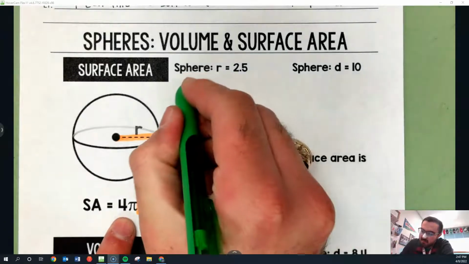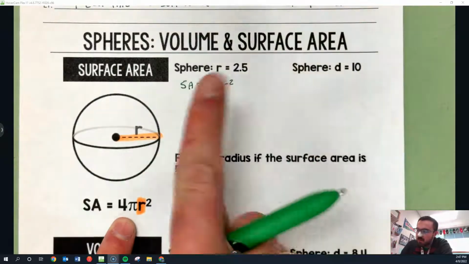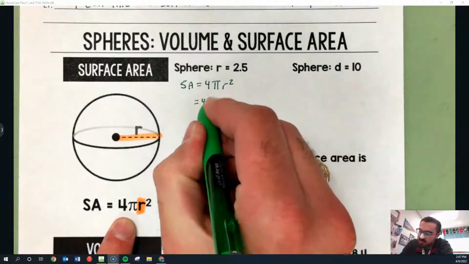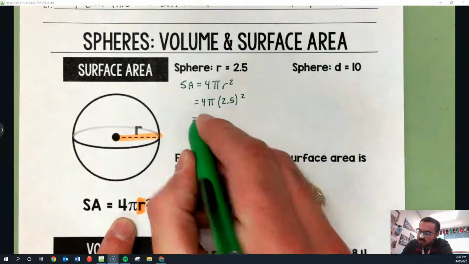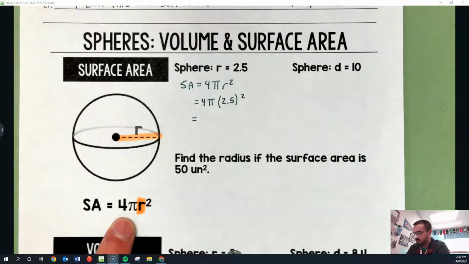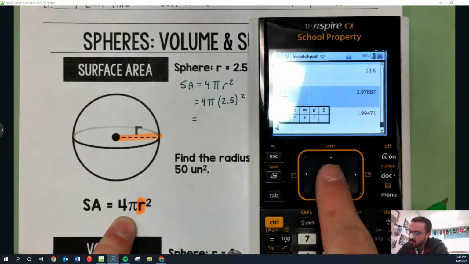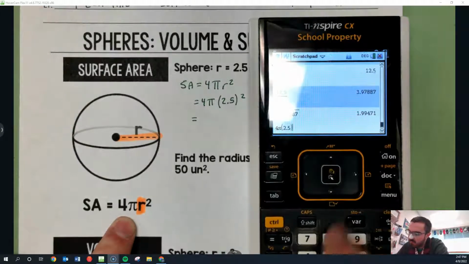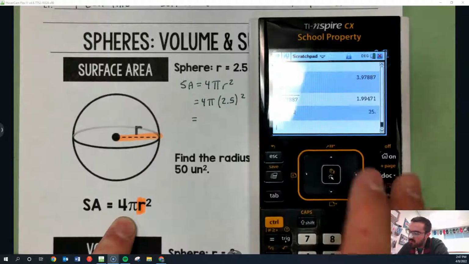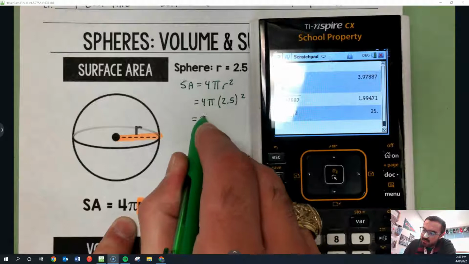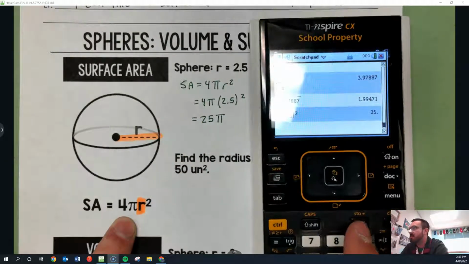So in this formula, we would have surface area equals 4 pi r squared. So in this first problem, if my radius is 2.5, I simply plug that in. So 2.5 squared. So we would have 4 pi and then 2.5 squared. Let's actually just do the 4 times the 2.5 squared first. So the pi has not been used yet, so it would simply be 25 pi. That's how you would put it in terms of pi.